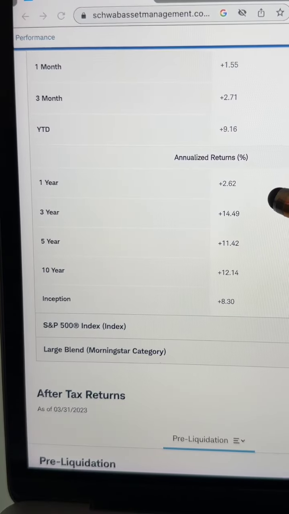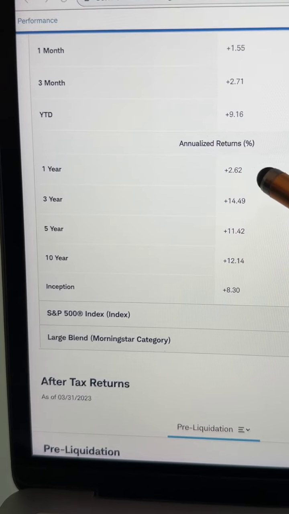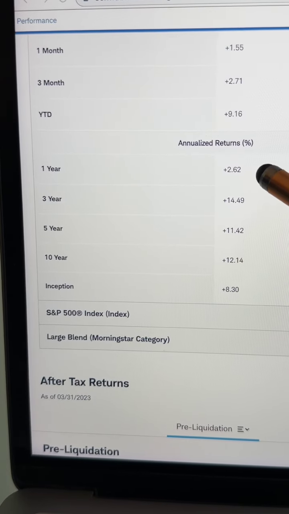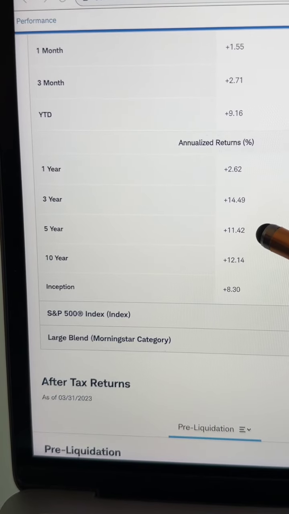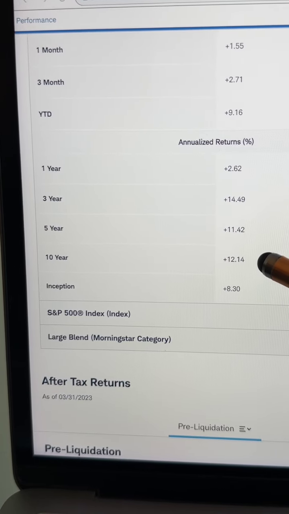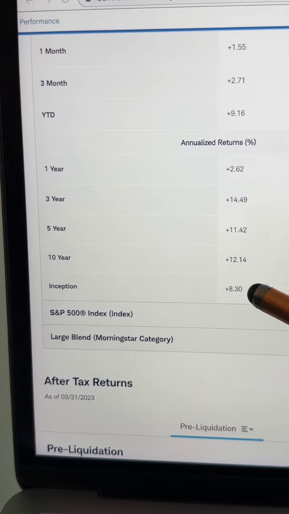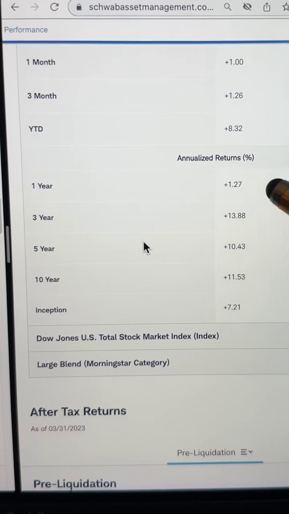And in terms of performance, both funds have performed extremely well. Over the past year, SWPPX has returned 2.62%, 3 years 14.49%, 5 years 11.42%, 10 years 12.14%, and since inception it's returned 8.3%. And SWTSX is no slouch either.